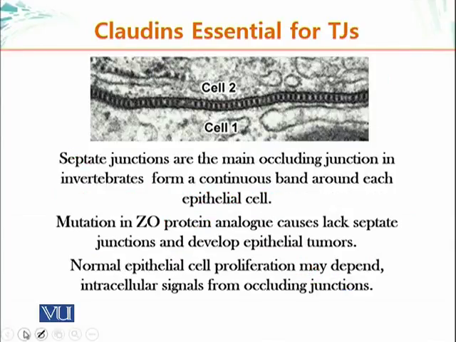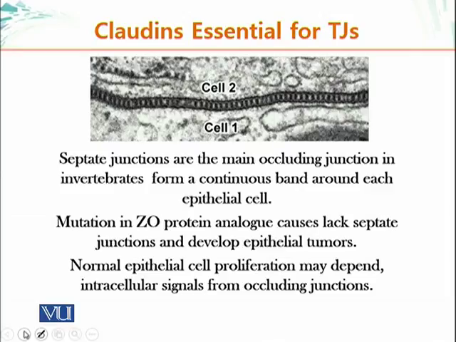As I mentioned earlier, claudins and tight junctions are not present in the invertebrates. They don't make these tight junctions. They make a different type of junction called septate junctions. They are the main occluding junctions in invertebrates, and they form a continuous band around each epithelial cell. Mutations in ZO proteins, the zona occludens protein analogs in the invertebrates, cause a lack of septate junctions, and these animals develop epithelial tumors.